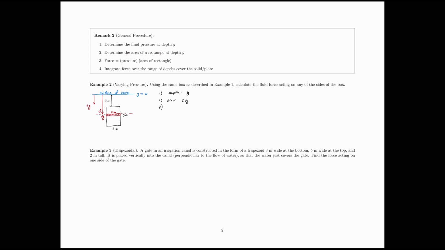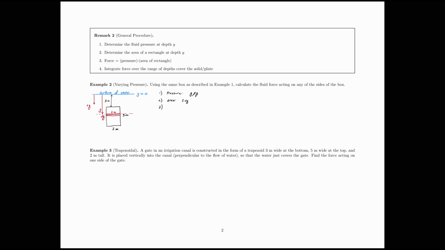Step 3 in this general procedure is to calculate the fluid force. So we need to know the pressure and the area. I just noticed in my general procedure, step 1 is not to calculate the depth, it's to calculate the pressure, for which we need the depth. So let's just note that for a moment. But pressure is going to be our depth, y, times density, rho, times acceleration due to gravity, g. That's our pressure.